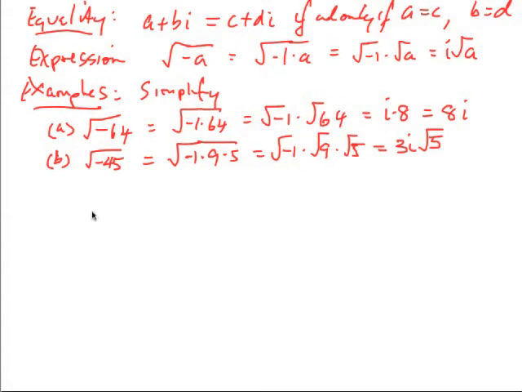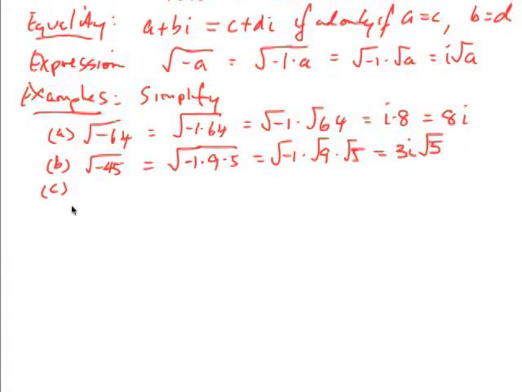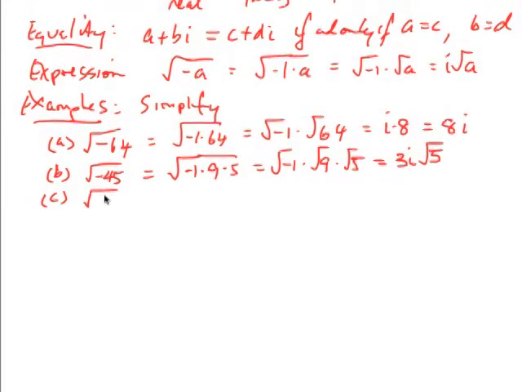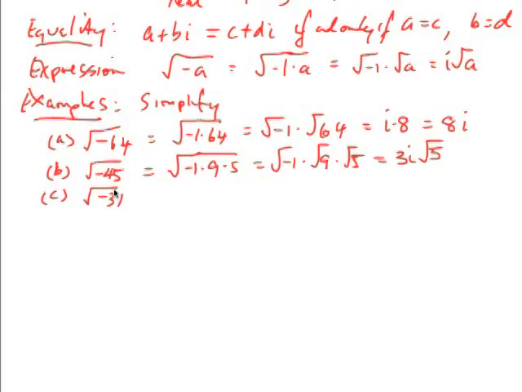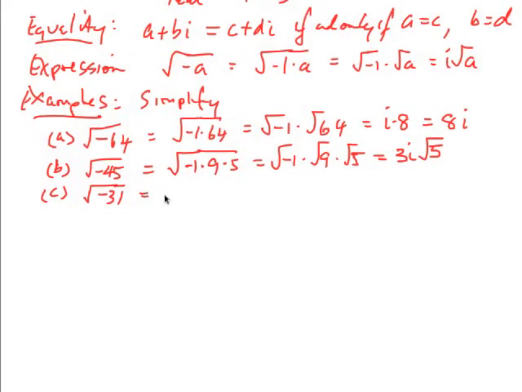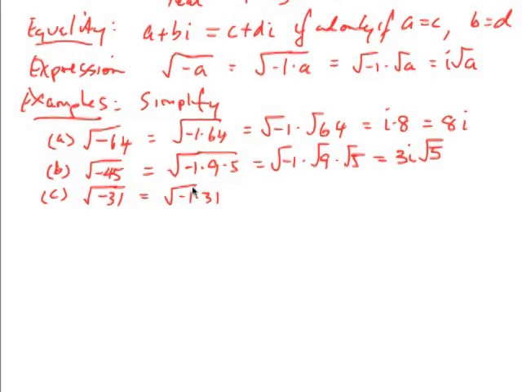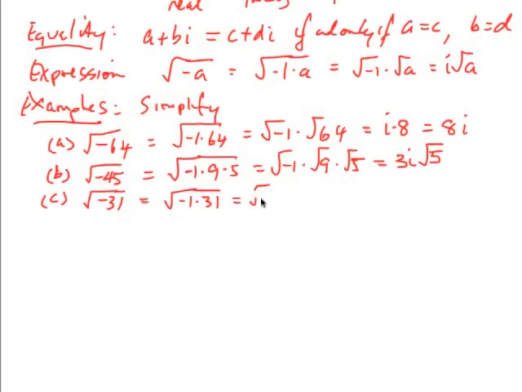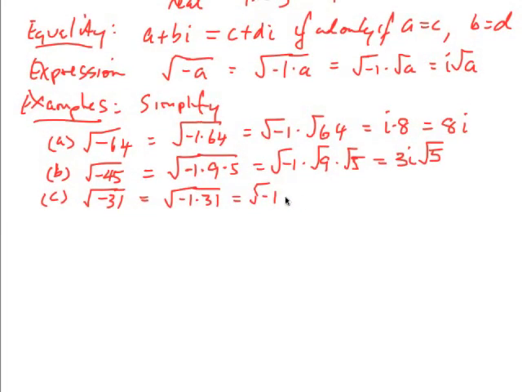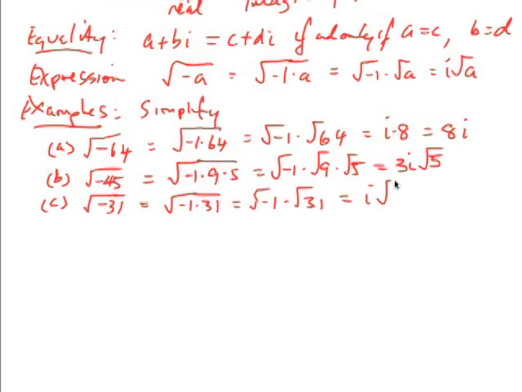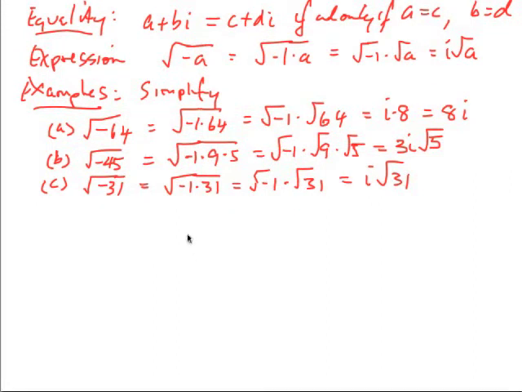All right, so that's the way we do that. We could have this as well. We could have the square root of negative 31. Well, the only way we can simplify this is this is negative 1 times 31, and this would be the square root of negative 1 by the square root of 31, which of course is i square root 31. We can't do anything with that, and that would be the answer.